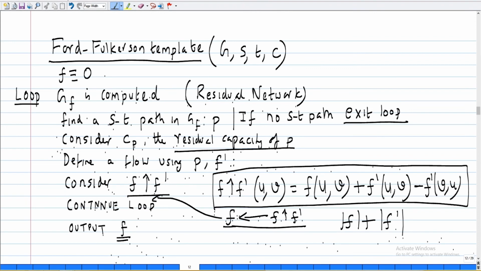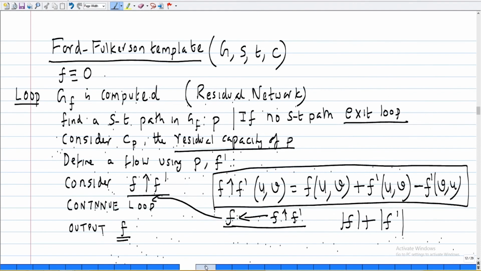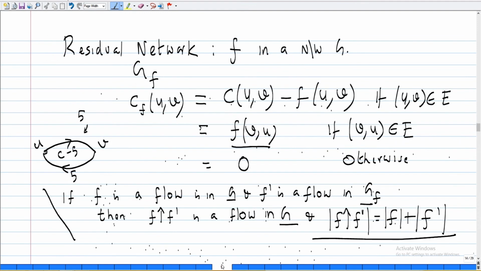So therefore, we go to the natural question. When is this going to stop? Is it going to stop at all? Is it bounded? Fine. So therefore, we are going to introduce a few new ideas to argue that. Okay. So this is essentially the progress of the Ford-Fulkerson template.